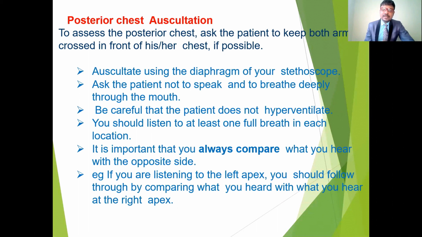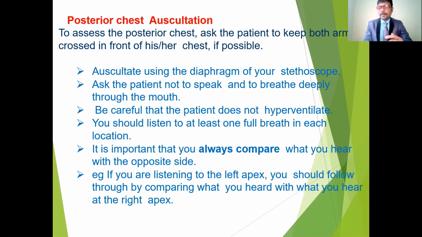The patient should not take too much ventilation or long deep breaths. It may hyperventilate. Also, you should listen to at least one full breath in each location. We have more than 12 to 14 locations to hear the breath sounds. At least one breath we have to hear in the different locations. Then only can we identify where the normal lung sounds are and where the abnormal lung sounds are. It is also important that you always compare what you hear with the opposite side. If you heard the sound on the right side, then compare it to the left side.